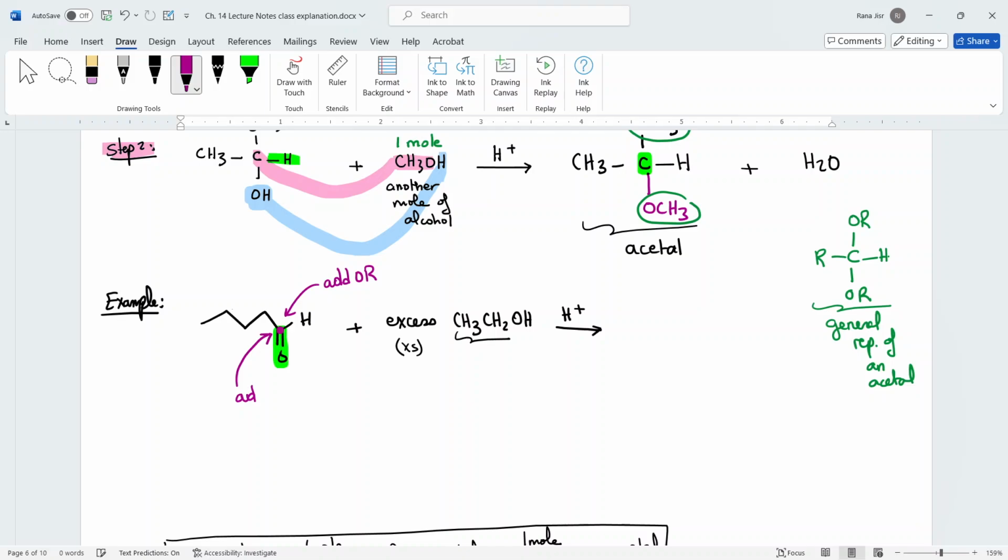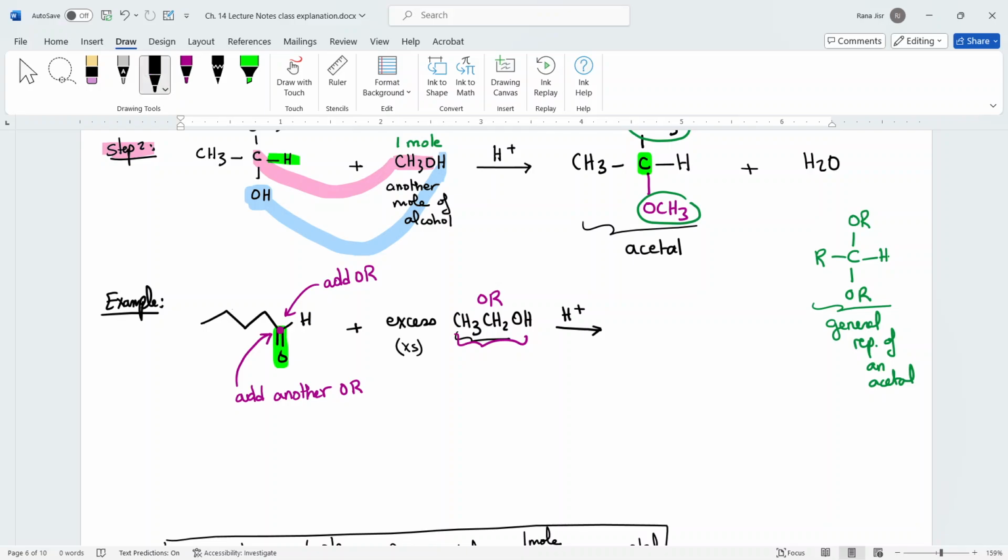So add another OR to that same carbon in there. And then the oxygen that you see in here is going to turn into water at the end. So my product is always going to be an acetal and water. Okay. Now my OR is what here? This is going to be my OR. So this is going to be my OR in there. It's the OCH2CH3. This is what I am adding.